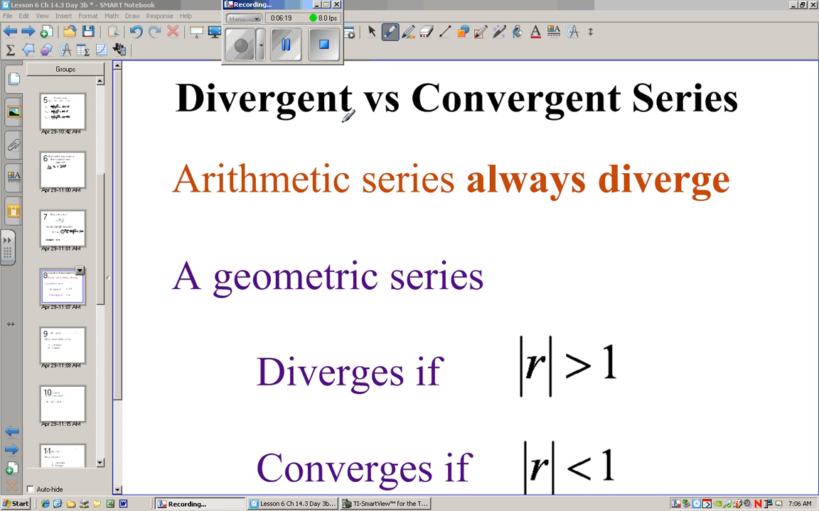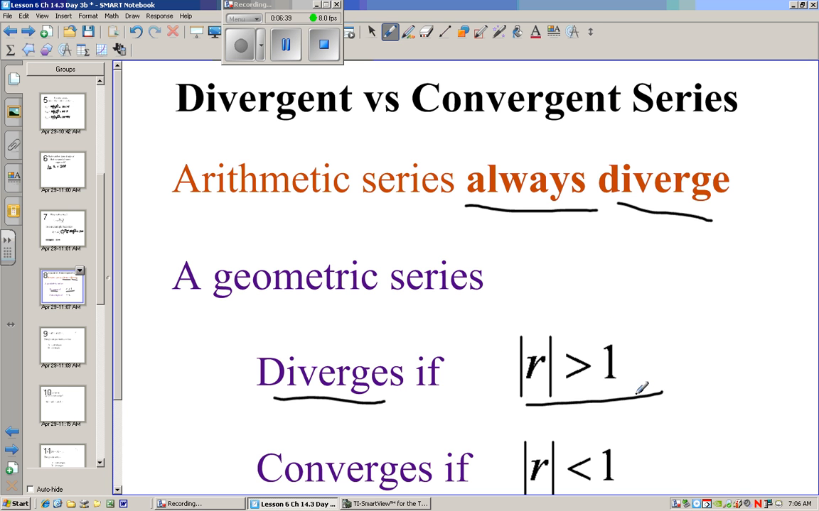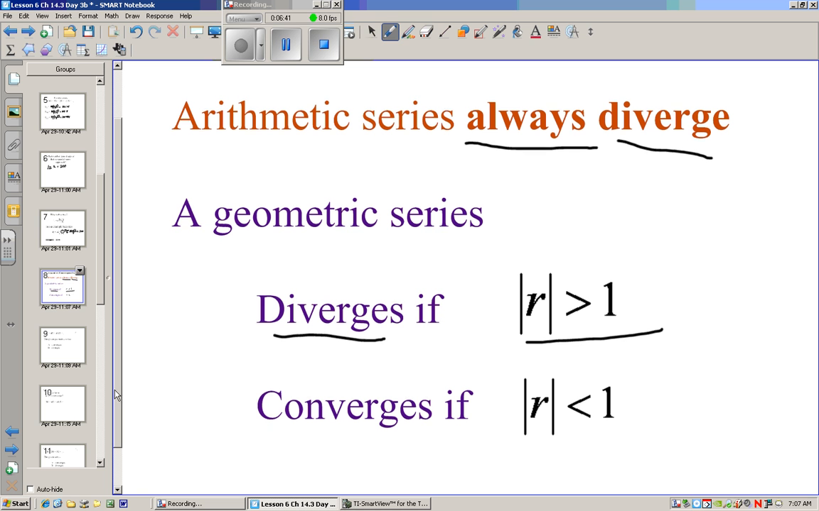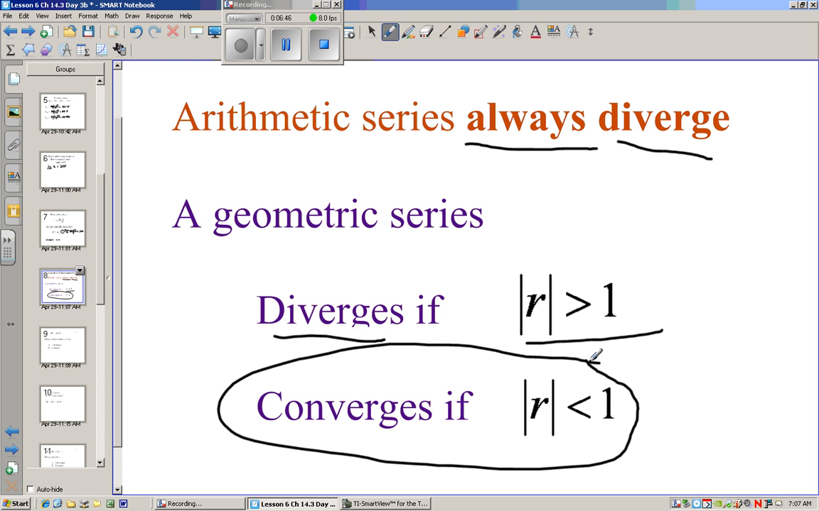We call these divergent or convergent series, where the last one was convergent. Arithmetic series always diverge. We don't have to worry about them converging because they'll always diverge. Geometric series only diverge if the absolute value of r is greater than 1. The only time we have to worry about convergence is if the absolute value of r is less than 1.